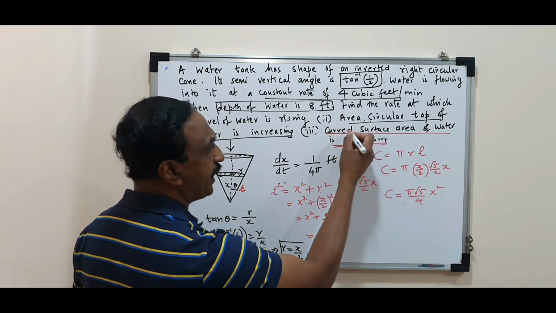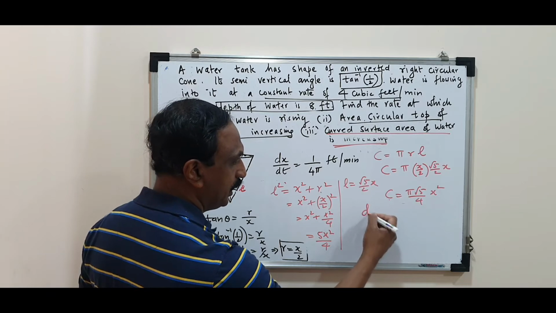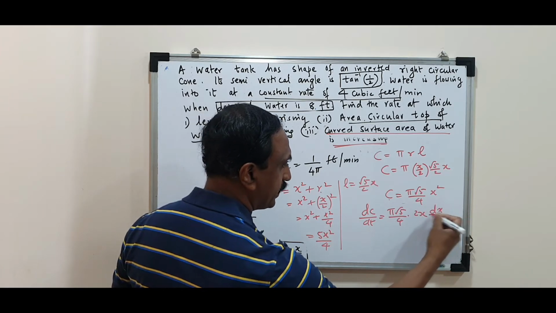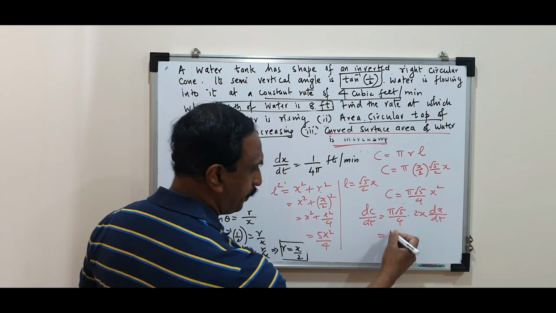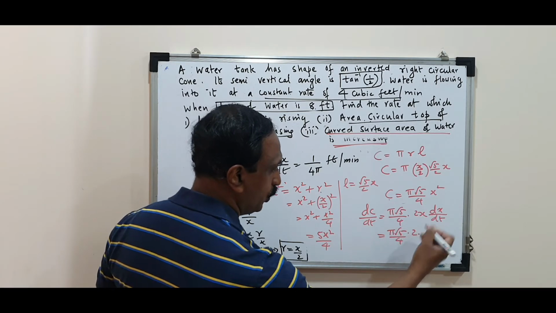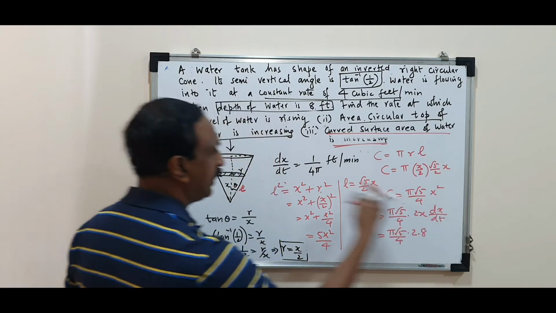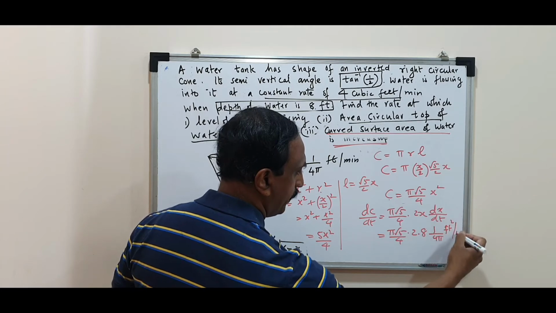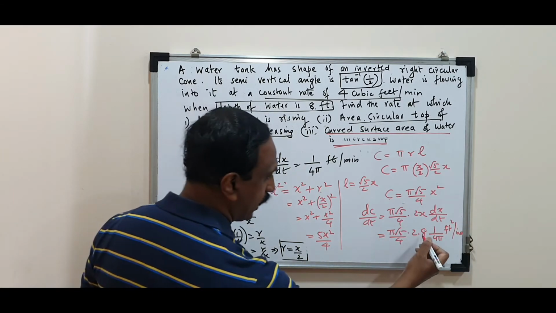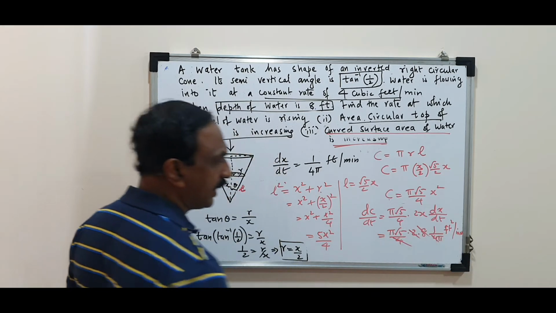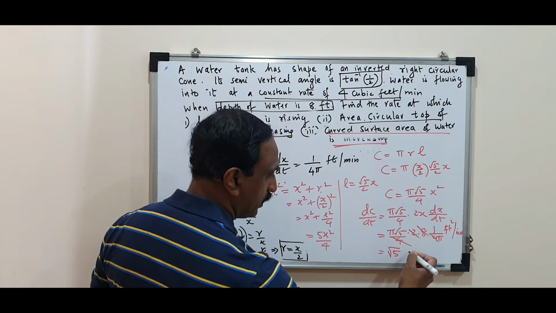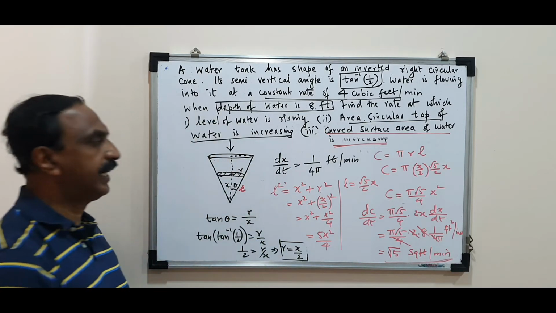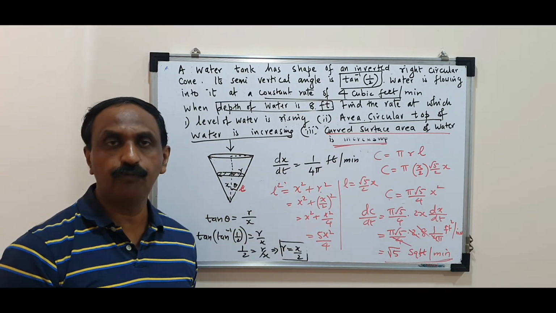Differentiating with respect to t, I want to find the rate at which surface area is increasing. So dC by dt is pi root 5 by 4 into 2x dx by dt. That is equal to pi root 5 by 4, 2 into x is 8, dx by dt is 1 upon 4 pi square feet per minute. So further calculation, 16 gets cancelled, pi gets cancelled. So root 5 square feet per minute becomes my final answer. So the rate at which surface area is increasing is root 5 square feet per minute.